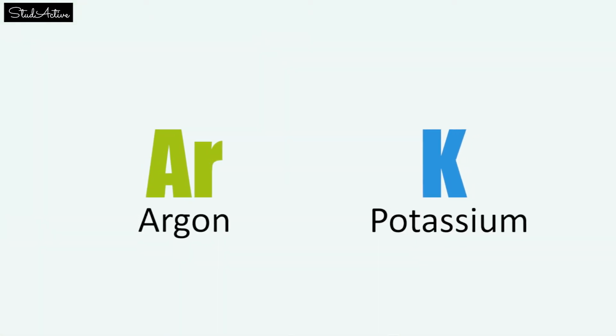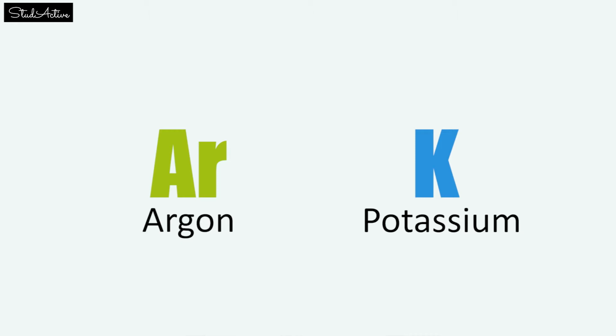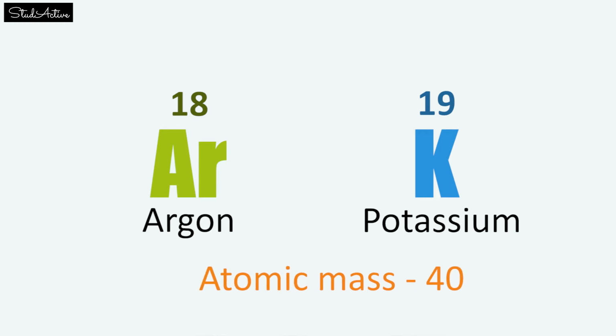For example, argon and potassium. The atomic number of potassium is 19, while the atomic number of argon is 18. But the atomic mass of argon and potassium is both 40. Hence, it is the atomic number which is a fundamental or unique property of an element and not its atomic mass. And hence, when the elements were arranged according to their increasing order of atomic number, the anomalies which were observed in Mendeleev's periodic table were all corrected.